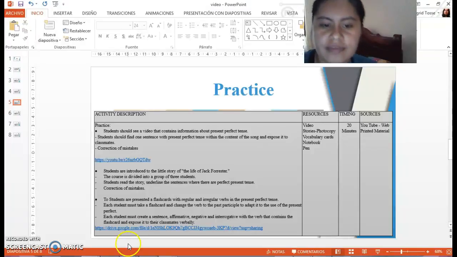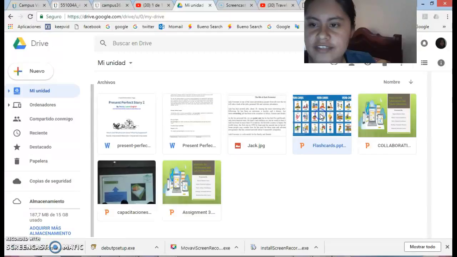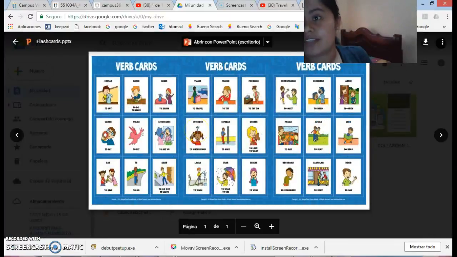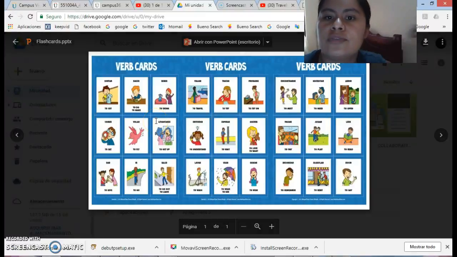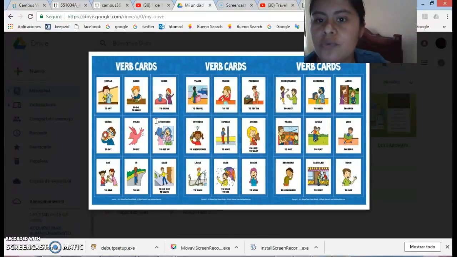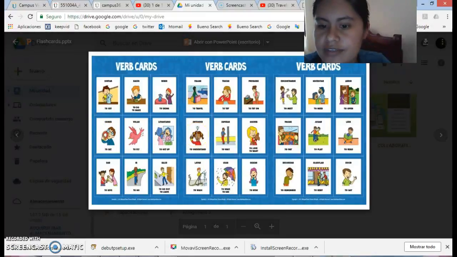finish this part, I present to the students a flashcard with verbs in present. The idea is that students take these verbs in present and translate them to the past participle to create present perfect sentences in affirmative, negative, and interrogative. What you can say, there are these verbs in present.